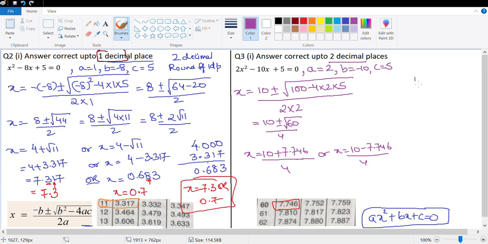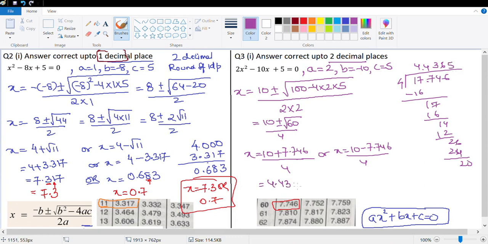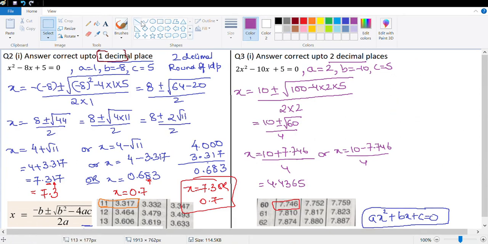Let's add and divide. 17.746 divided by 4. That's 4 into 4, 16. That's 17, and again 4 into 4, 16. That's 14. 4 into 3, 12. That's 26, which means 4 into 6, oh sorry, 4 into 6, 24. That's 20, which is 5. So this answer is 4.4365. Next, I hope you realize that this exercise specifically requires a lot of calculation. So you need to be patient with that.